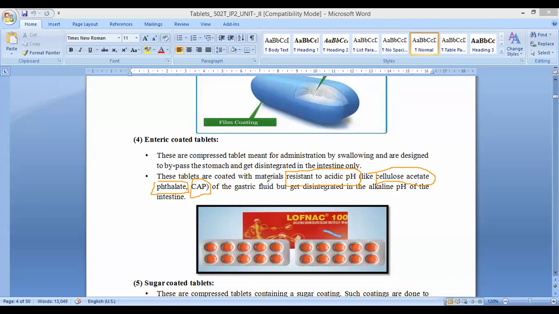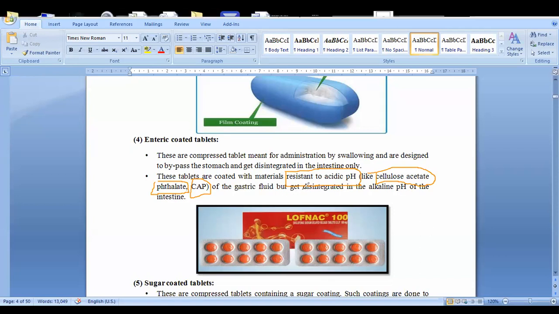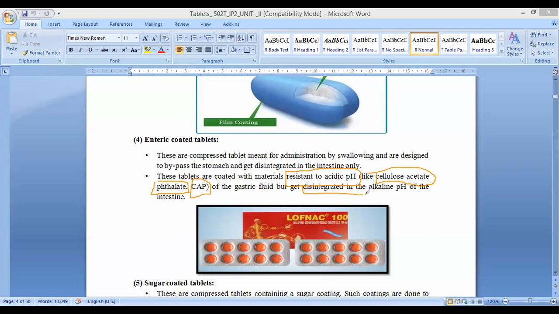So the tablets are coated with materials resistant to the acidic pH of the gastric fluid but get disintegrated in the alkaline pH of the intestine. So you see how this whole thing is very important for us to know.